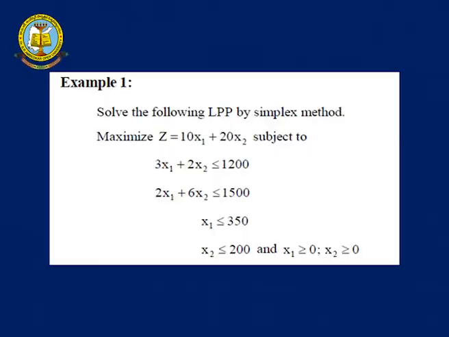Let us take one example. What is the question? Solve the following linear programming problem by the simplex method. The objective function is maximum z equal to 10x1 plus 20x2, subject to the constraints 3x1 plus 2x2 less than or equal to 1200, 2x1 plus 6x2 less than or equal to 1500, x1 less than or equal to 350, and x2 less than or equal to 200. The non-negativity conditions are x1 greater than or equal to 0 and x2 greater than or equal to 0. So this is the problem.